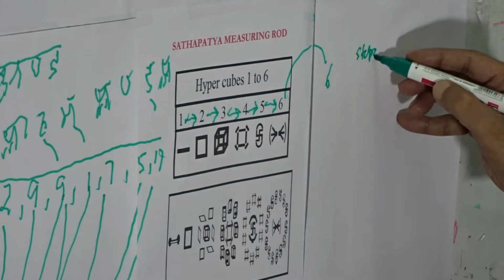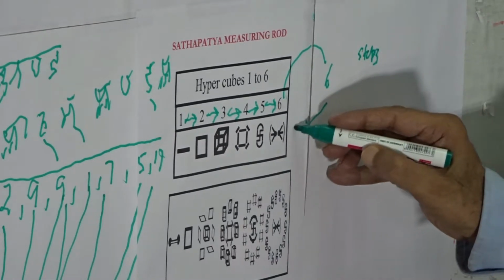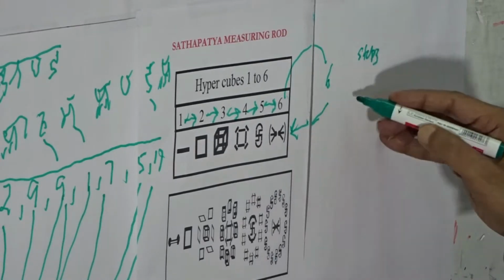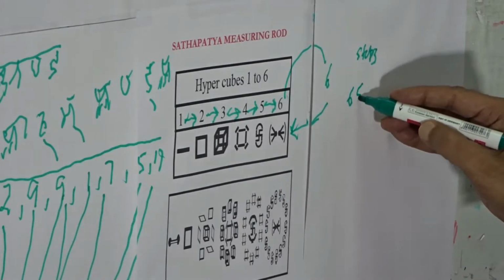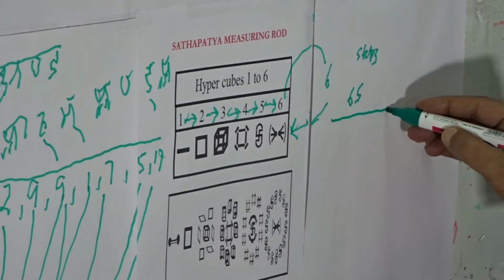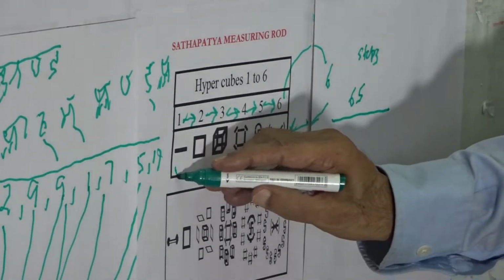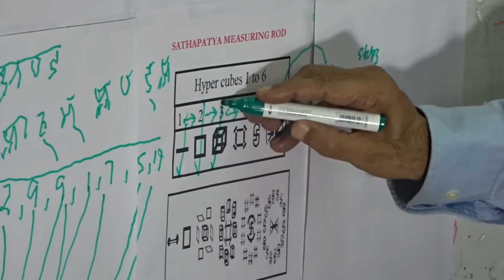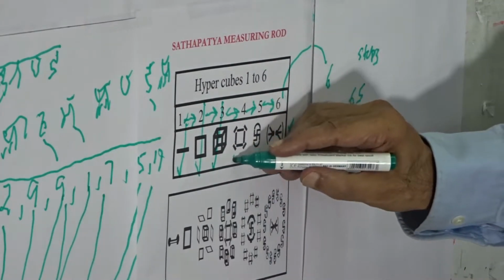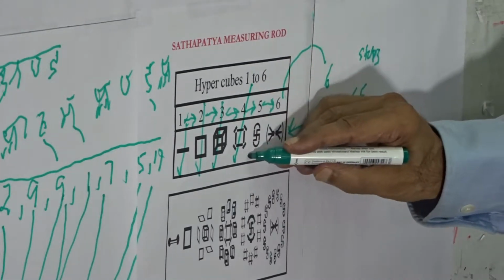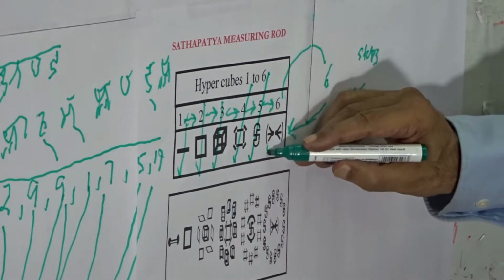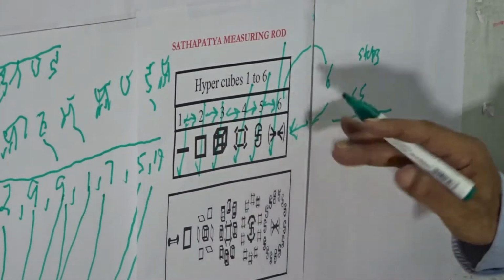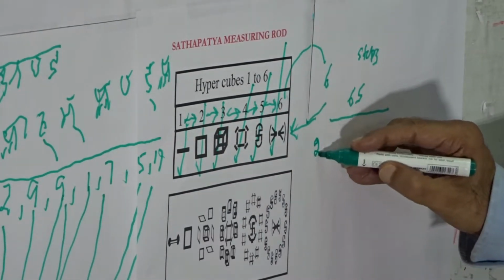This value 6 is a reach at a 6 space. This 6 space as such is having a reach in terms of 1 space body hypercube 1, 2 space body hypercube 2, 3 space body hypercube 3, 4 space body hypercube 4, 5 space body hypercube 5, 6 space body hypercube 6. So it is this Sthapatya miring rod of value 21.